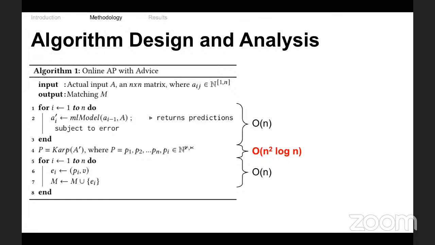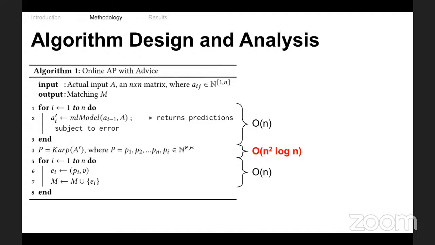Okay. So we will run the A prime with an online algorithm, CARP, wherein we get the matchings. And then in the third part, which is lines 5 to 8, we will project the matching we got from A prime onto the actual input A. And then hopefully we can get a better competitive ratio than those benchmarks that I have mentioned earlier.